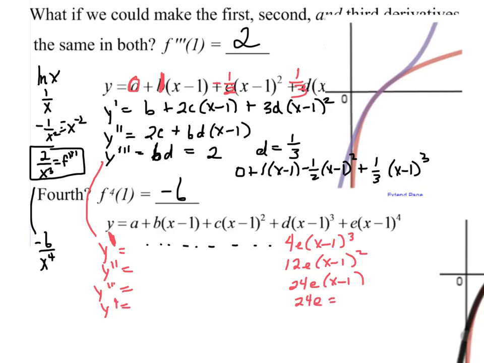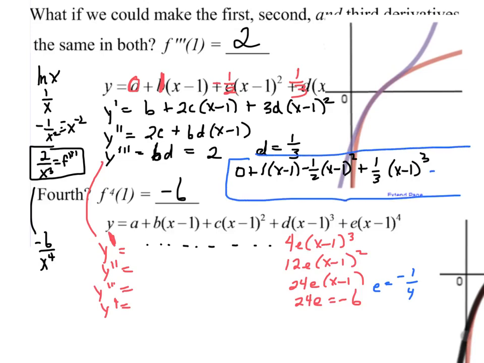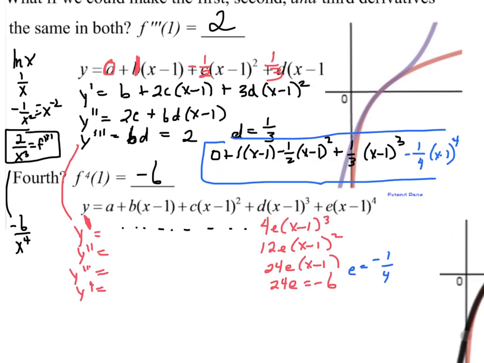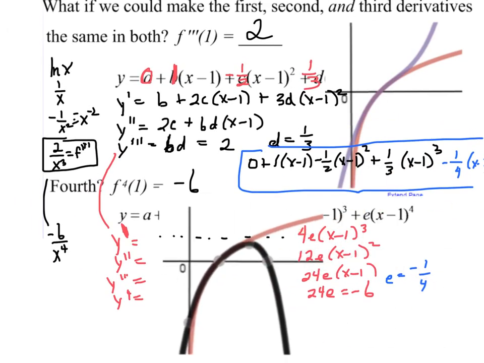We want that to be equal to negative 6 because remember, we want the derivative of the function and the derivative of the polynomial to be the same. So e is going to be negative 1/4. So now, in the interest of space, I'm going to go back up here and add that term at the end. So I've got minus 1/4 of x minus 1 to the 4th. Okay? Let me pull that out so you can see how it's matching now. So you see it's a 4th power, and then it matches for quite some time.